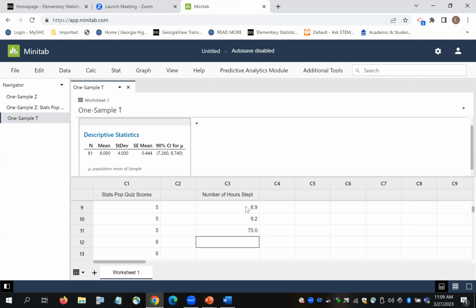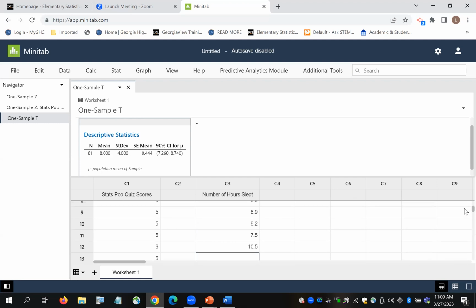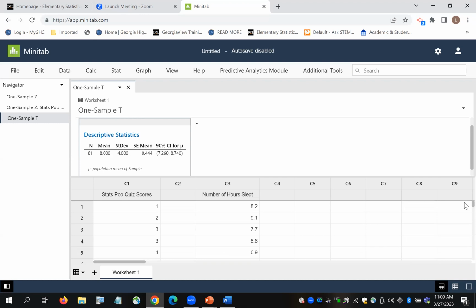7.5. Whoops, I missed the decimal there. That'd be a long time to sleep. 7.5 and 10.5. So I corrected my error. Okay, I'm going to double check, make sure I don't have anything else too wonky. Okay, so I have the data entered.